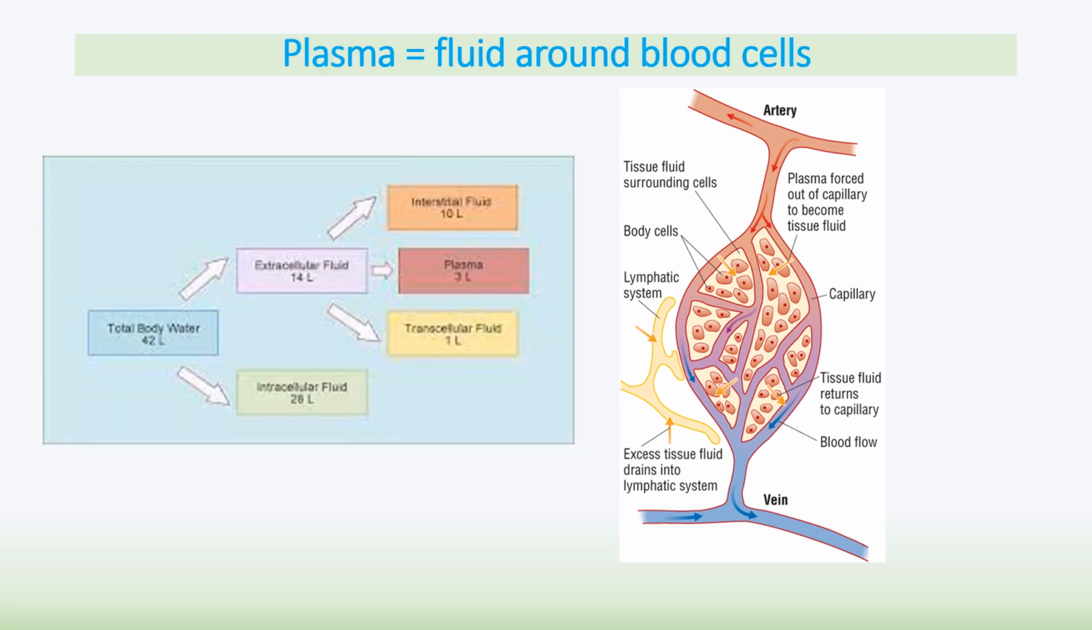So plasma is what the fluid is called around the blood cells. Okay, so this is what the plasma is here. And effectively when you look at your whole body's water, you have about 42 litres of water in your body. 14 litres of it are extracellular, okay, and that includes interstitial fluid, plasma, and transcellular fluid.